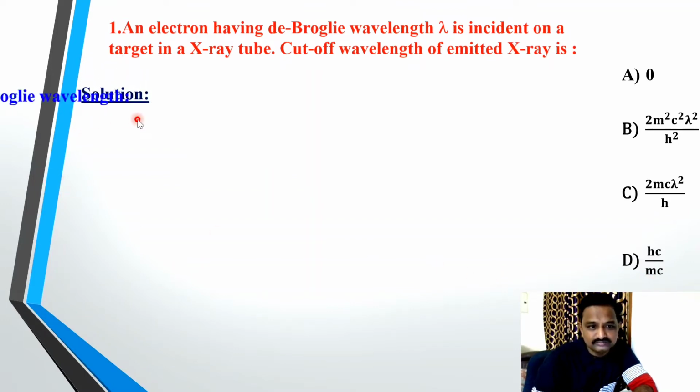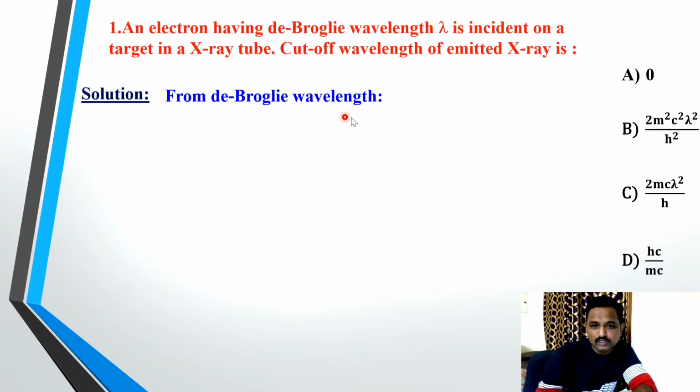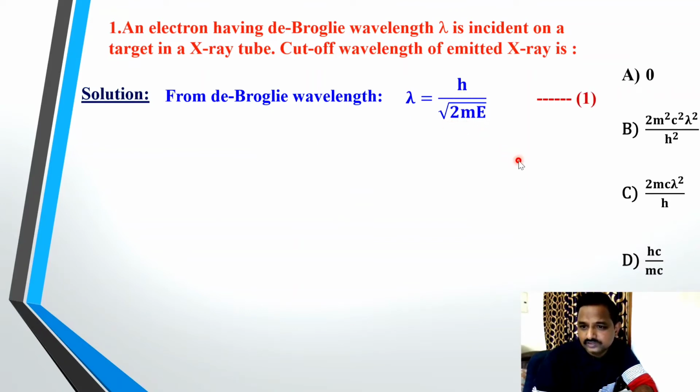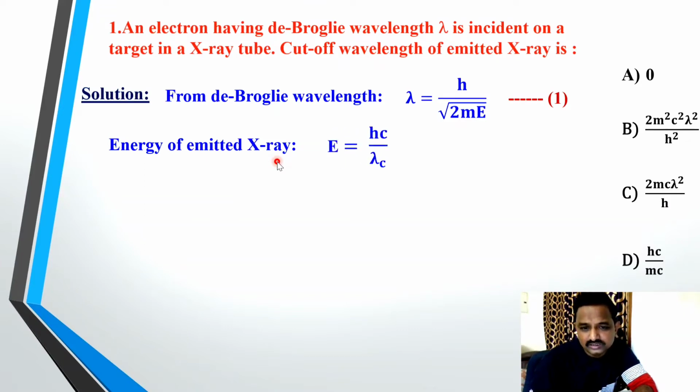Solution. From de Broglie wavelength, we have lambda is equal to h by root 2me. It is equation 1. Energy of the emitted X-ray, that is E is equal to hc by lambda suffix c. It is equation 2.